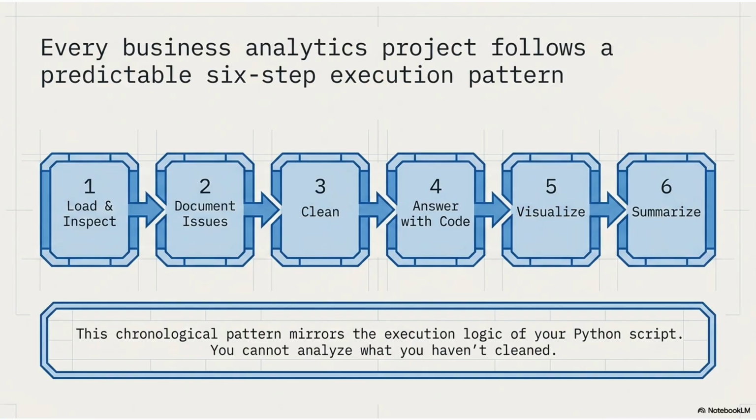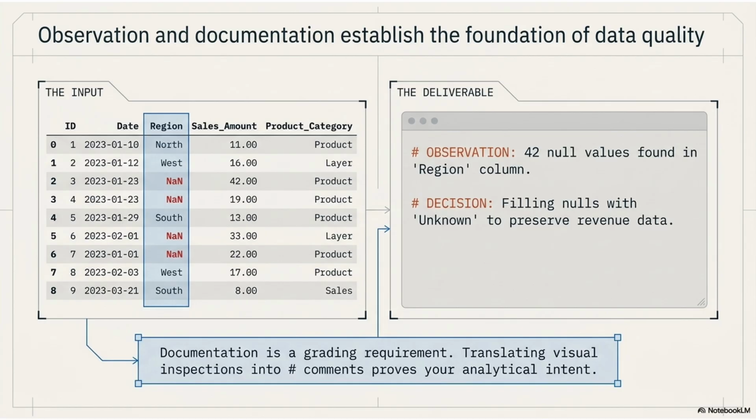If your cleaning script is wrong, you can rerun it. If you overwrite the raw data, you cannot recover. Every business analytics project follows the 6-step execution pattern, and your capstone project must demonstrate all 6 in sequence.